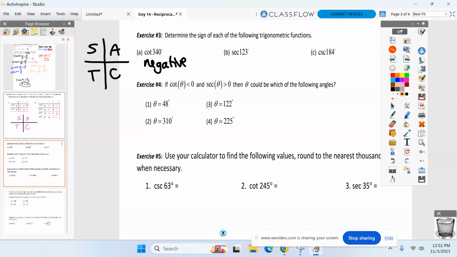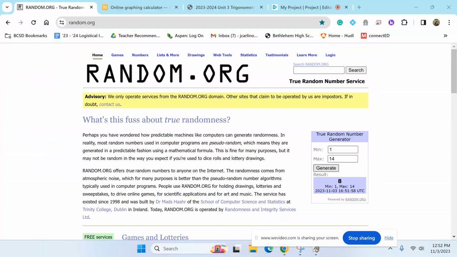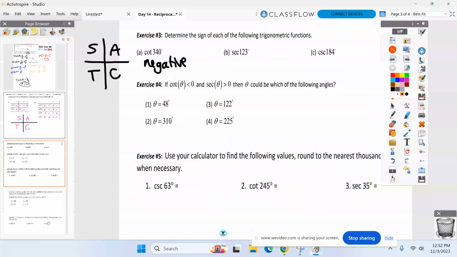123. Secant, 123. All right, where's 123 at? Max, where's 123 at? Second. Sine and its reciprocal. Is secant the reciprocal of sine? No, it's cosine, right? So we say this is negative.